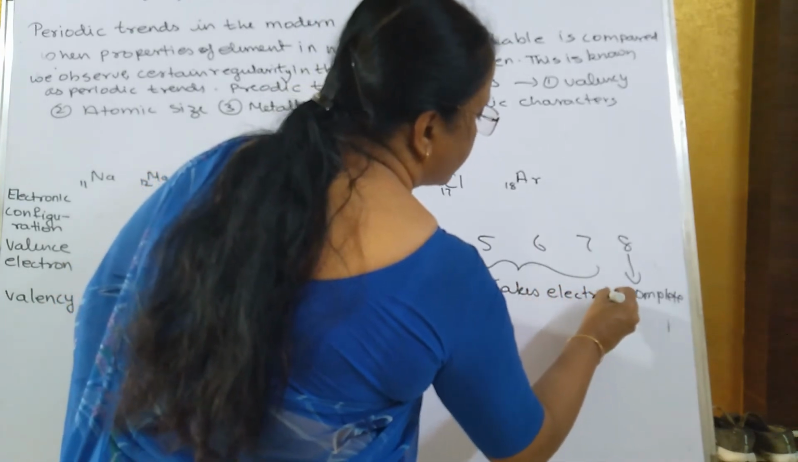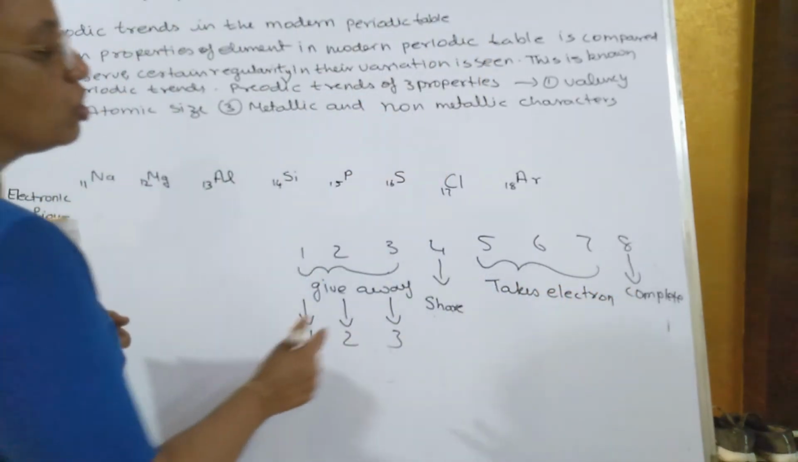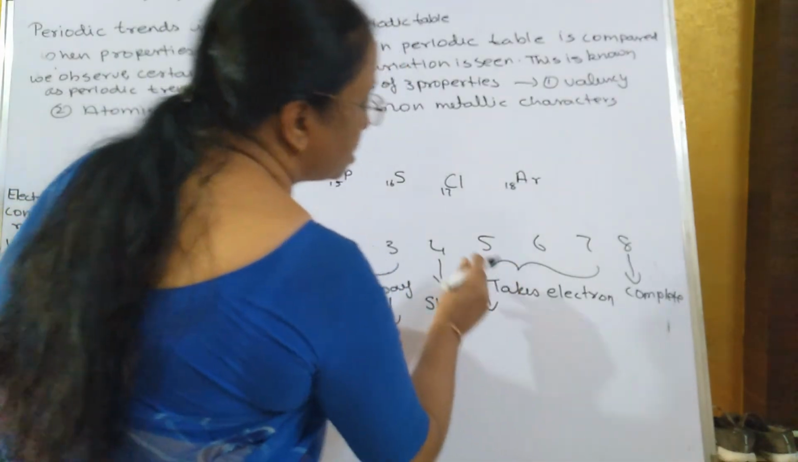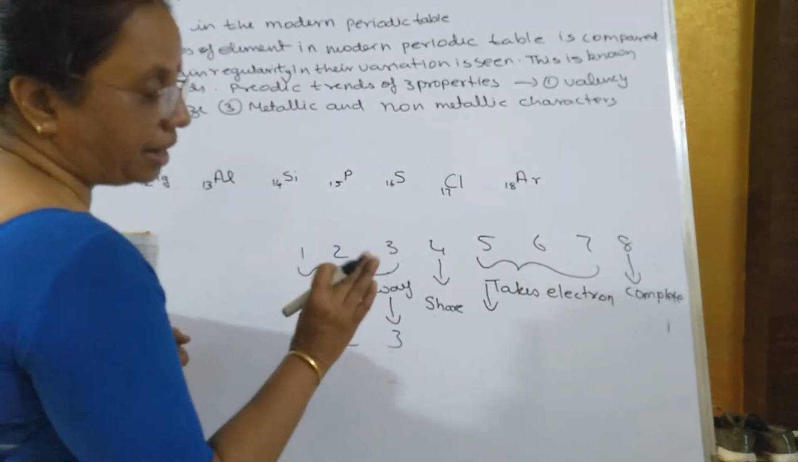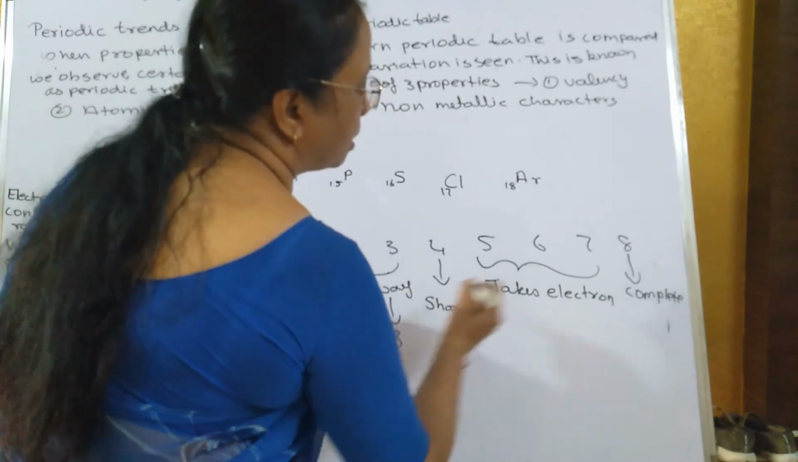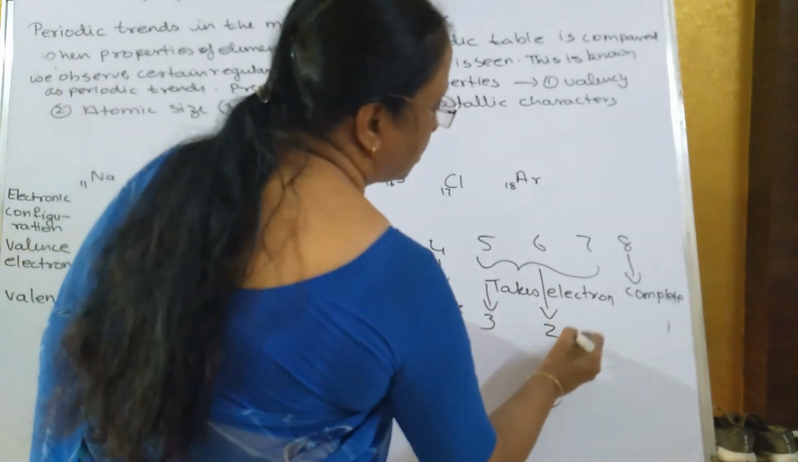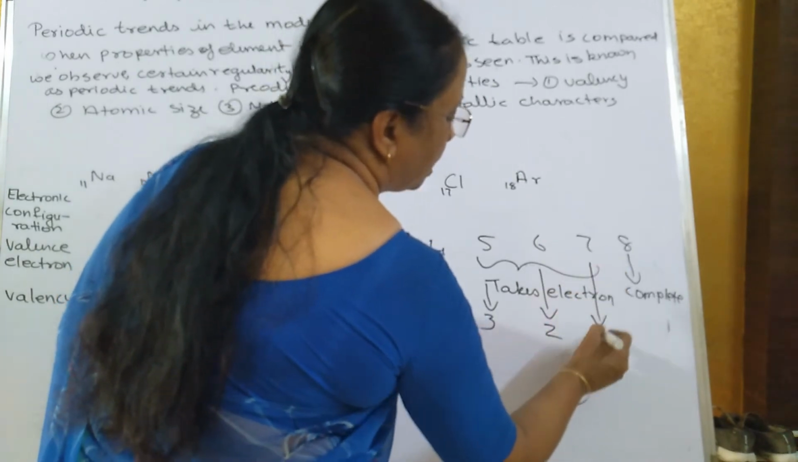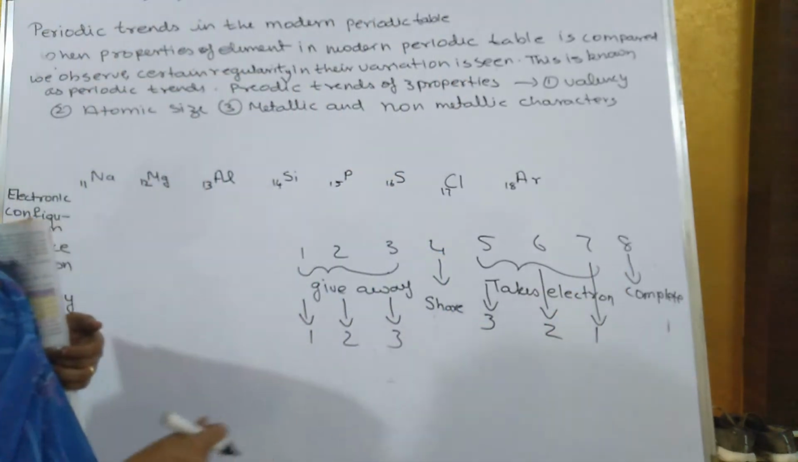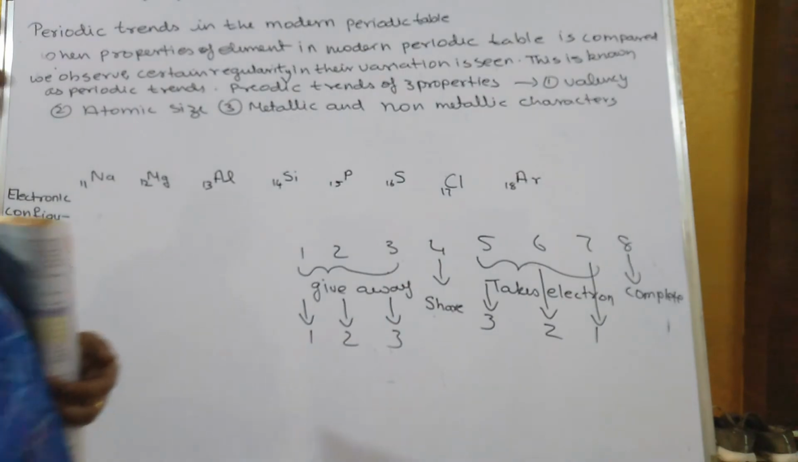It doesn't give away, it takes electrons. So the valency of this will be how much? How many electrons will it take? It will take 3 electrons, so the valency will be 3. This will take how many electrons? 2 electrons, so the valency will be 2. And this will take how many electrons? Only 1 electron. For example, chlorine I had shown just now. So the valency is 1.